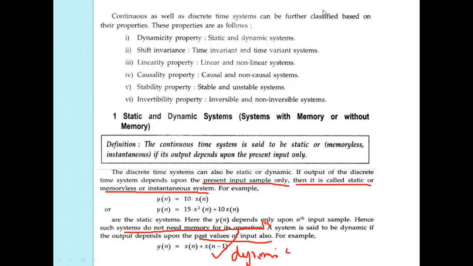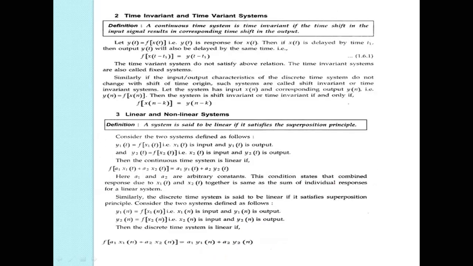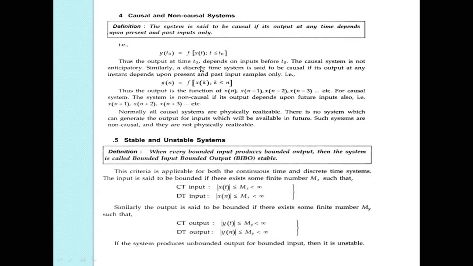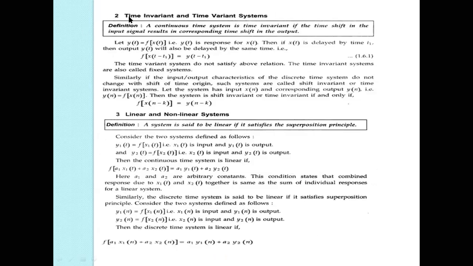Okay, my dear students. Then you go for the second one, time invariant and time variant systems. First, you can see the definition of time invariant; what is not time invariant is time variant. Okay. What is the definition saying here?